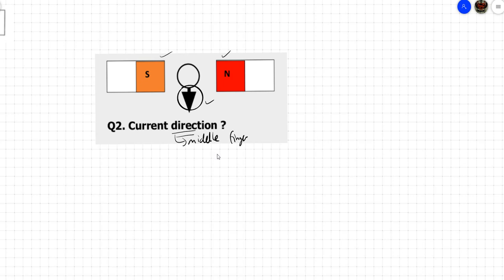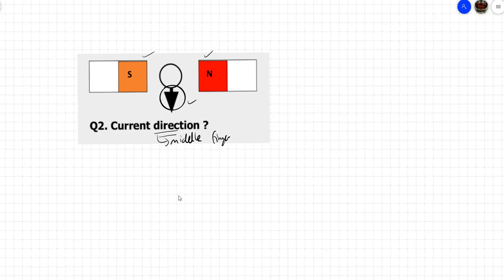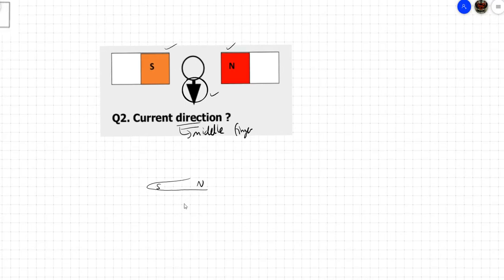Okay, so north to south. We start with the index finger first. Let me just draw it here. The index finger, north to south. That's your index finger. Now the thumb points downwards. How do I know if the thumb points downwards? Look at the arrow. F is the force arrow, and it's pointing downwards. So the thumb needs to be pointing downwards.